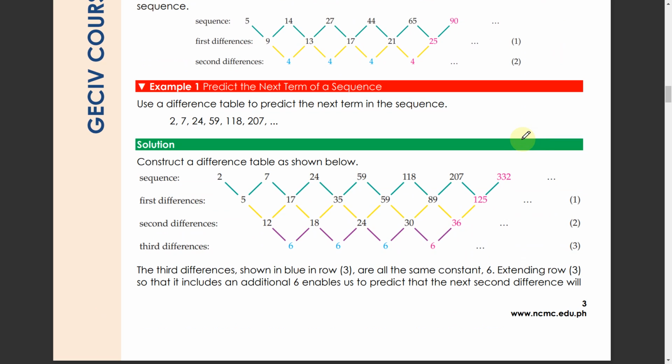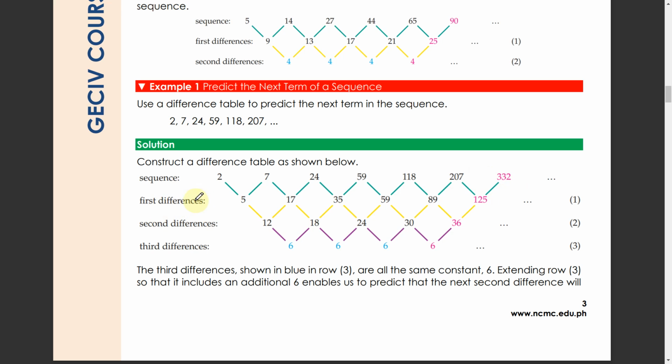So use a difference table to predict the next term in the sequence 2, 7, 24, 59, 118, and 207. So unsa daw ang sunod niya nga number? Isulat nato ang sequence. Kopyahon lang nato ang given nga 2, 7, 24, 59, 118, 207. Okay, so wala pa ni ang atong answer.